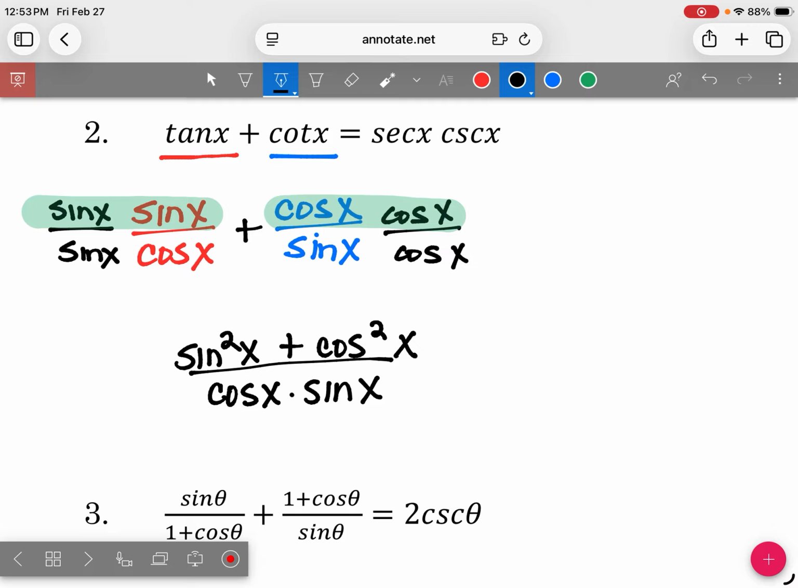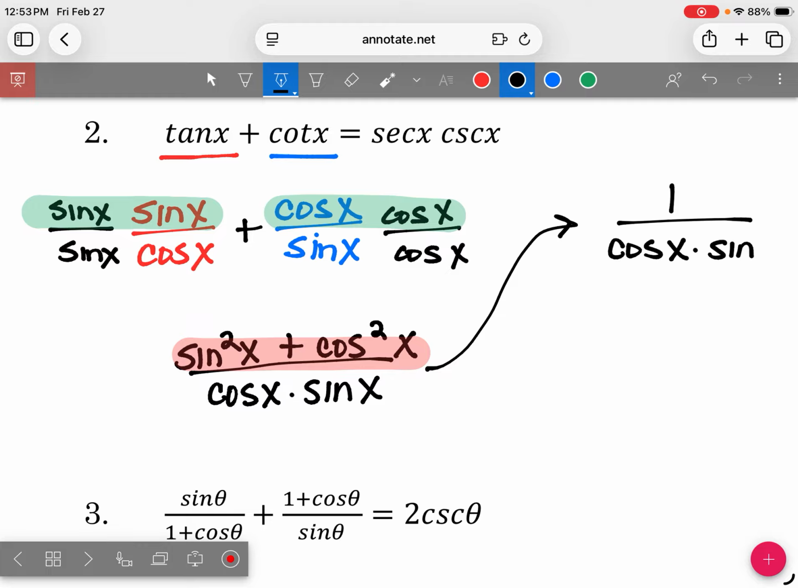Sine squared plus cosine squared is 1. Anytime you hit this, this is equal to 1. That's your identity. So now I have 1 over cosine times sine.